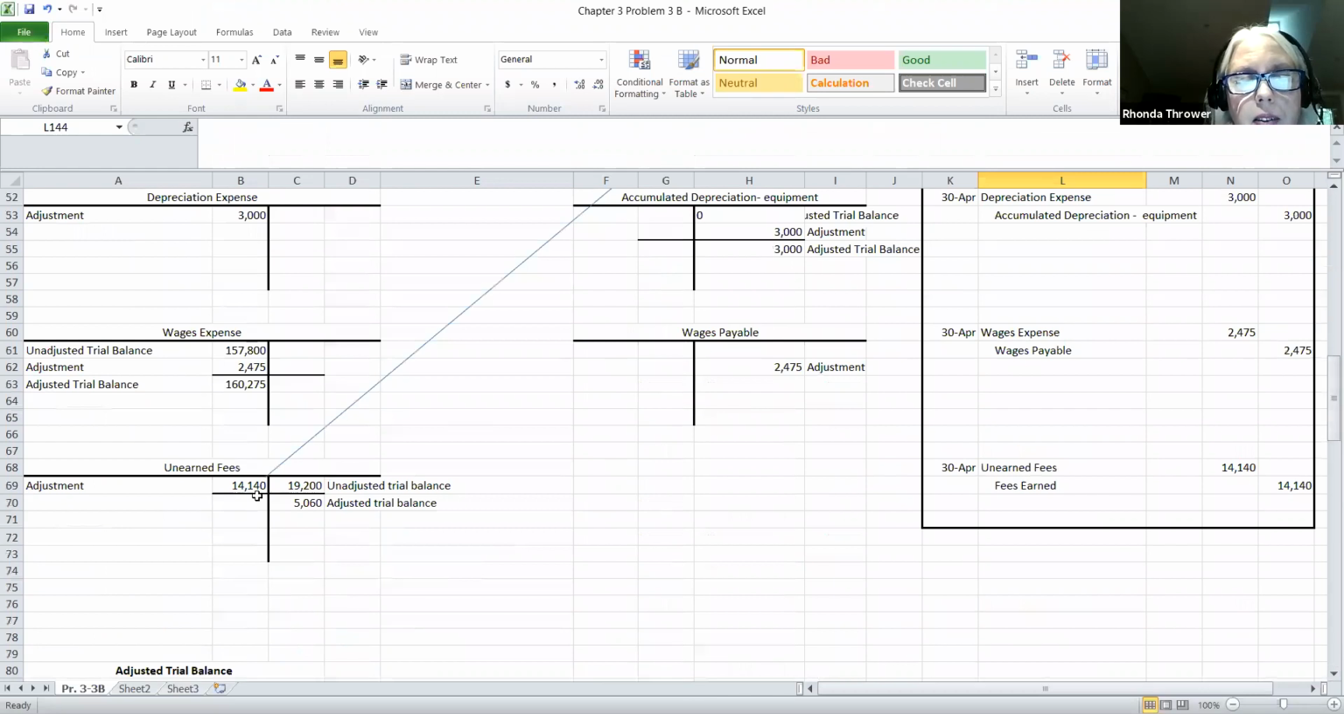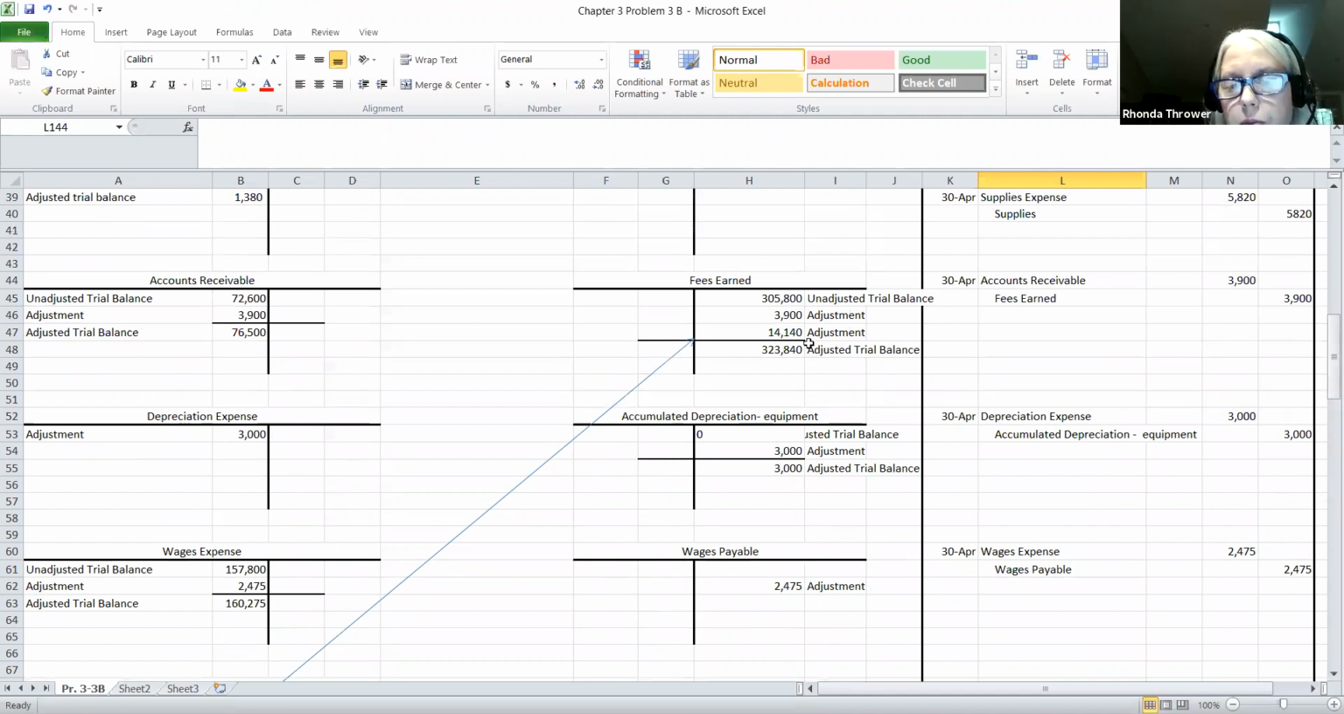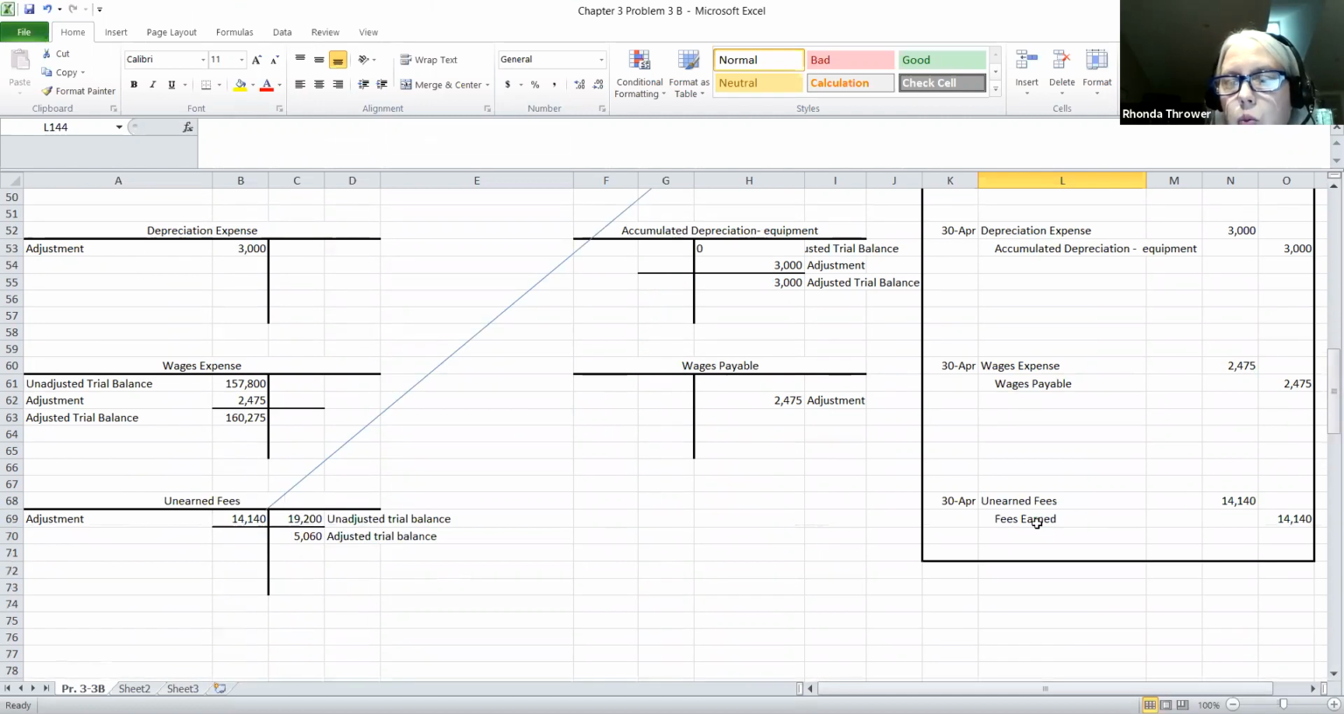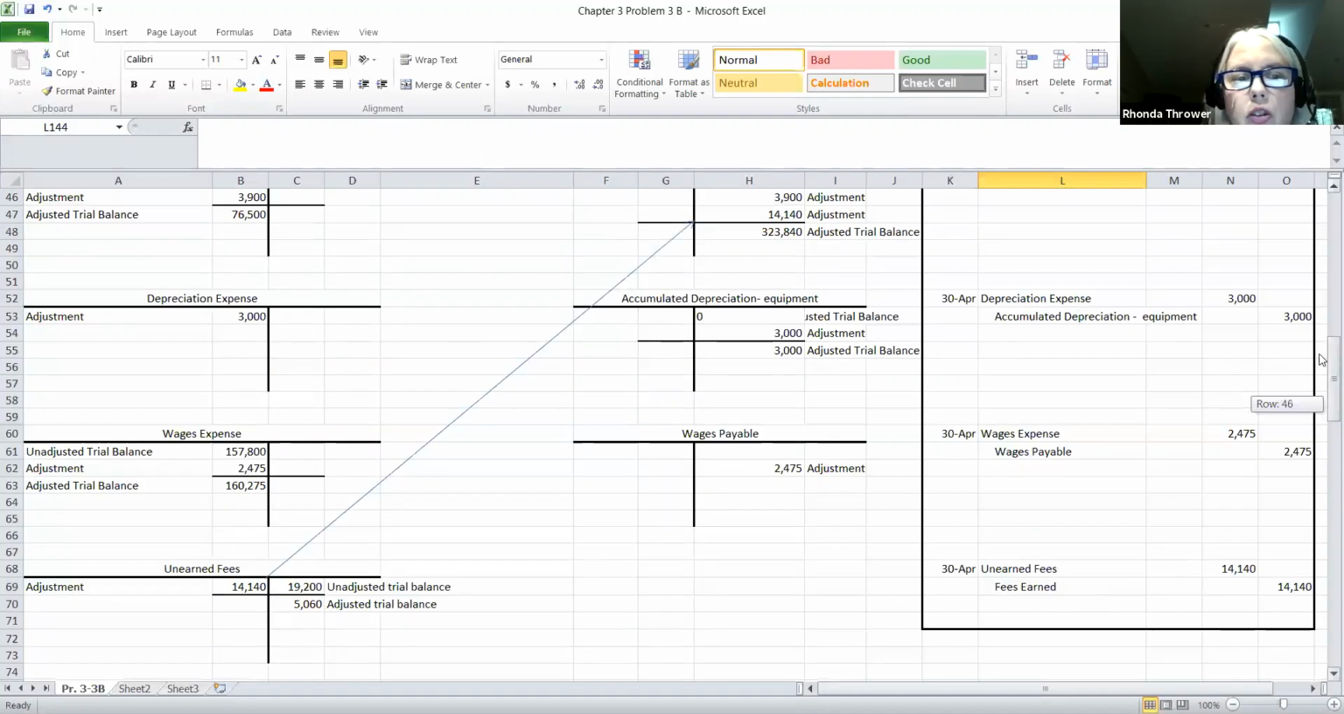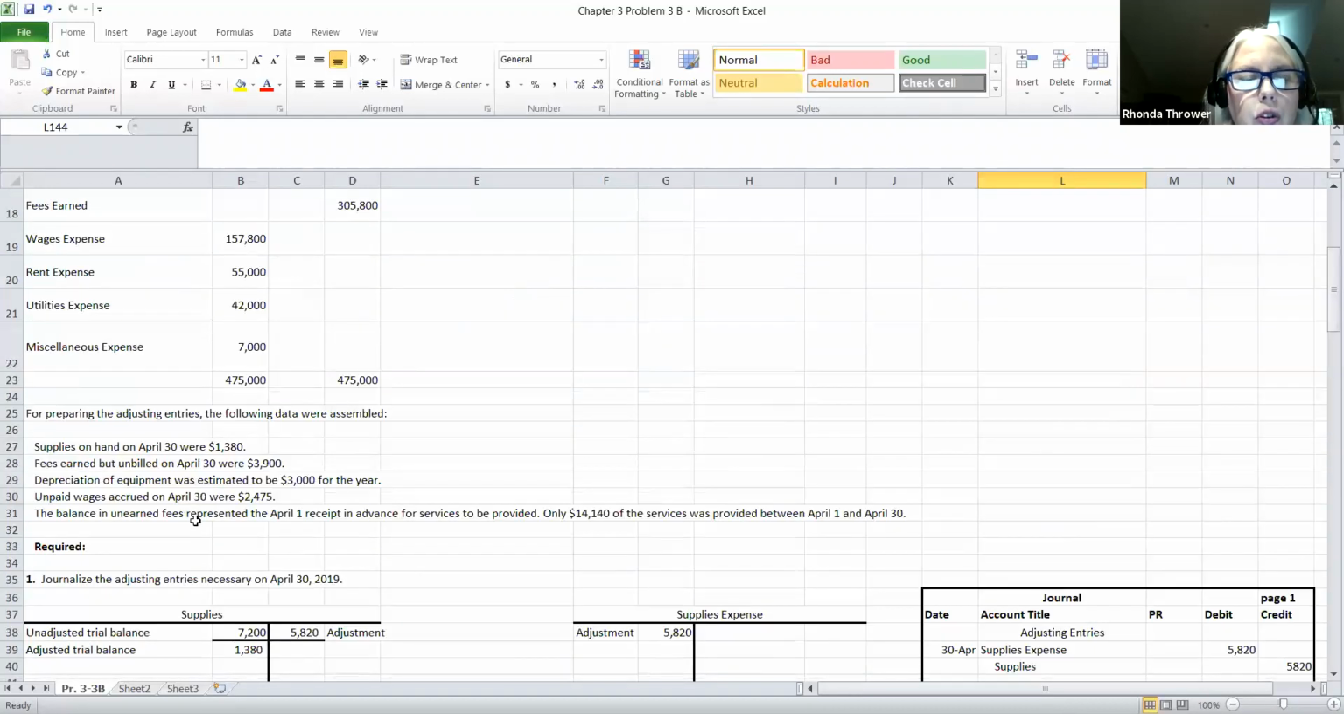To reduce unearned fees, we would debit it because you're decreasing a liability. So my adjustment will be a debit to unearned fees, and the credit to that adjustment will go to fees earned. Fees earned is increasing. So in our journal, we debit unearned fees for $14,140, and we credit fees earned for $14,140. And that's all of the adjusting entries that they wanted you to prepare for this period of time.